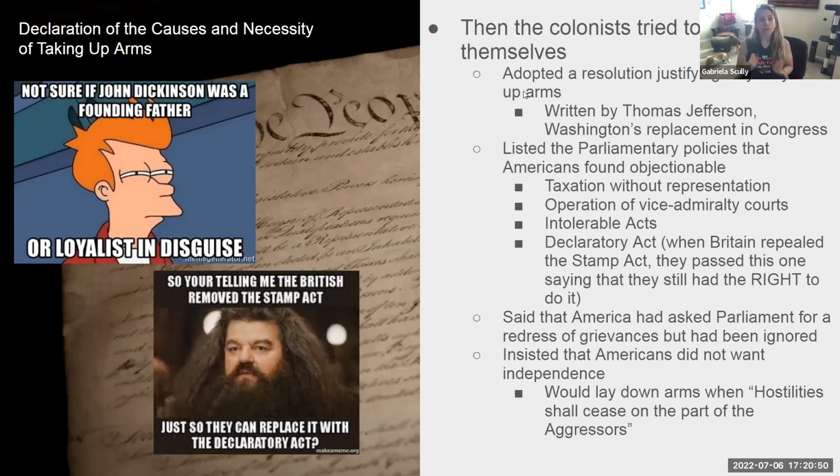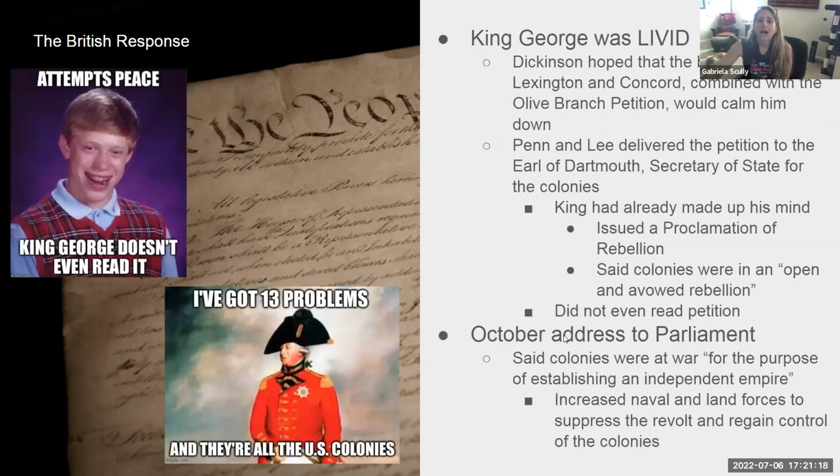And look, Parliament, says this document, we asked you to fix this and you haven't yet. We really don't want independence, says this document. We promise that we will lay down arms. We will stop fighting you as soon as you stop your hostilities, because you are the aggressors. That's what they say. The British were basically not having any of it.